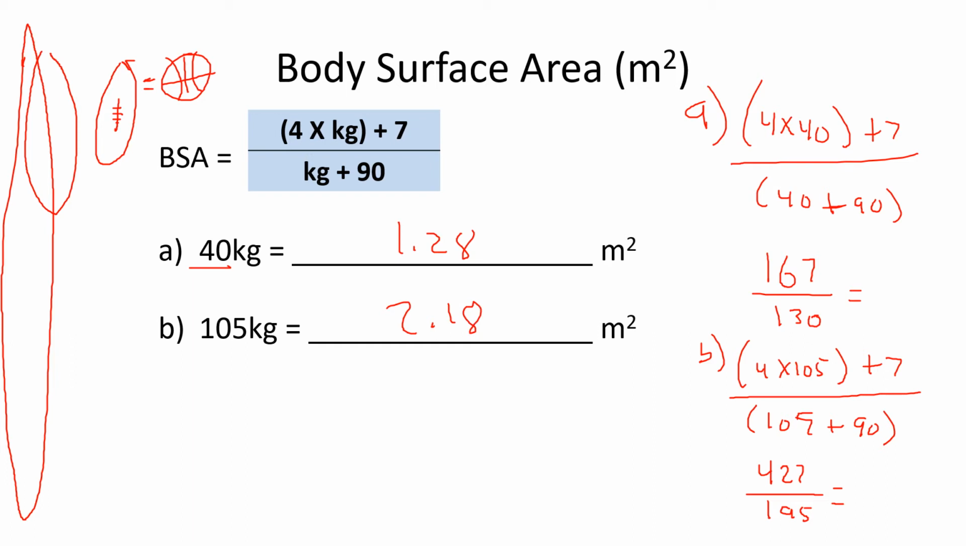If they give you pounds, what do you do? So divide by 2.2. So for C, what's 90 divided by 2.2? 190.